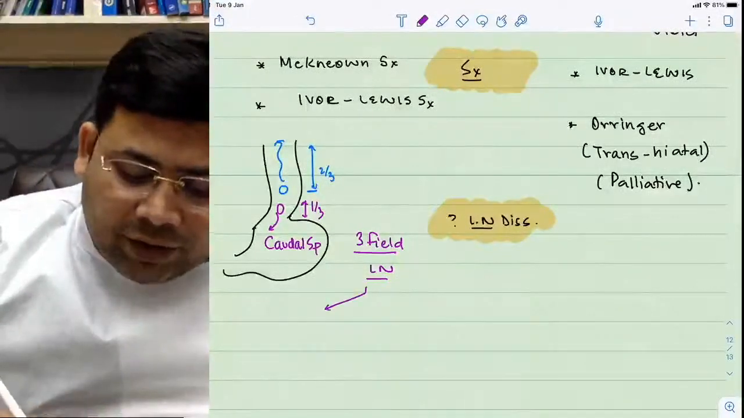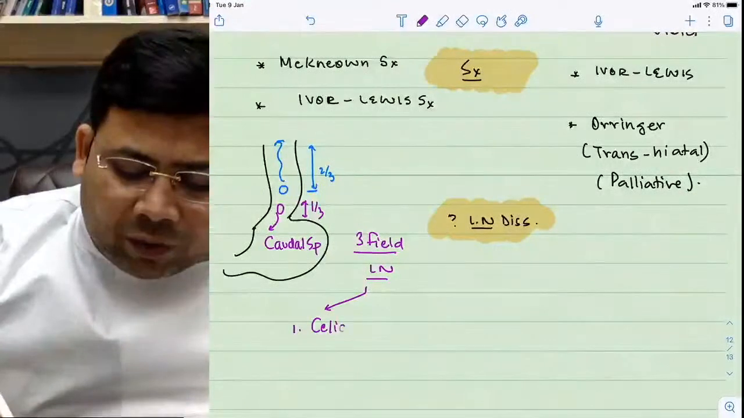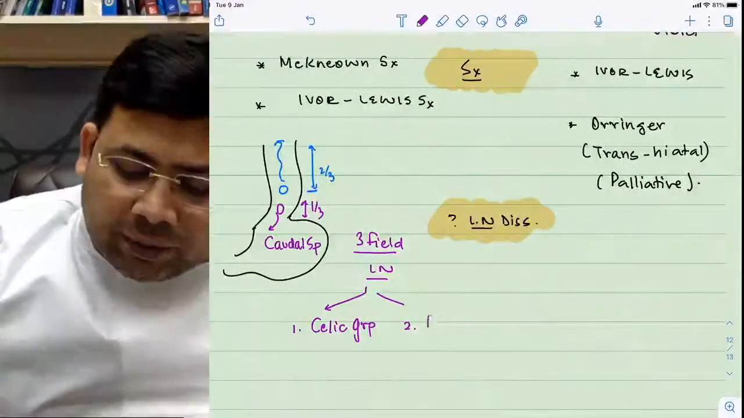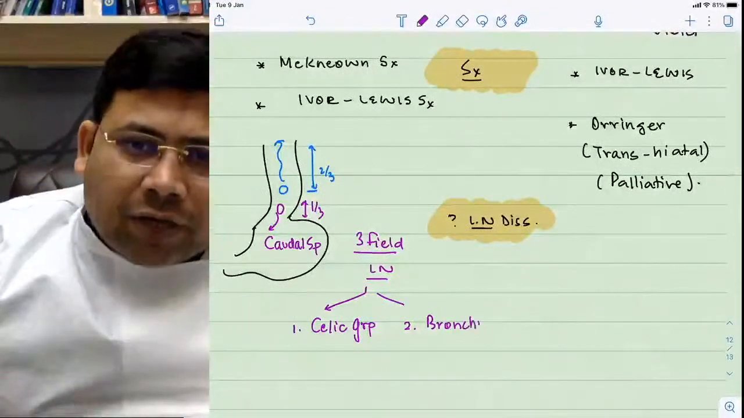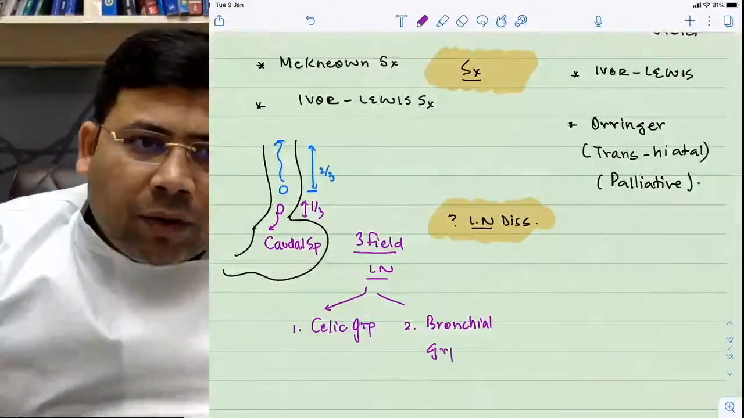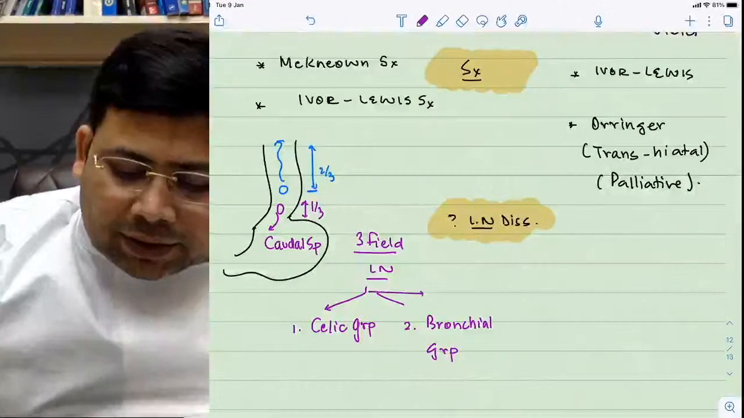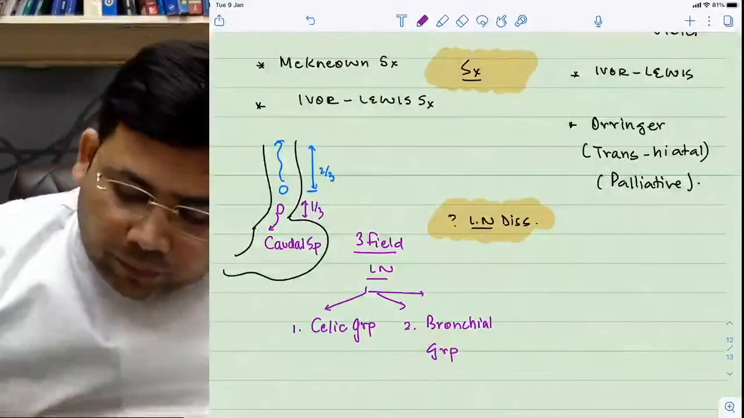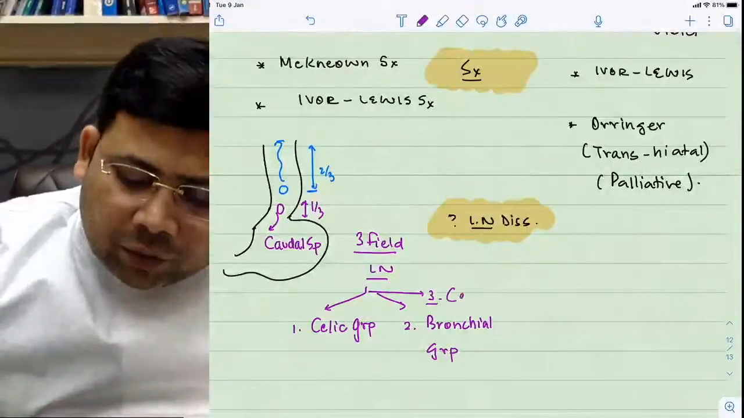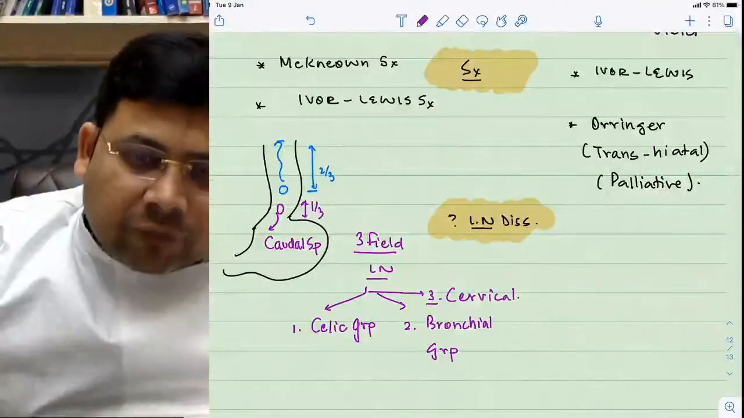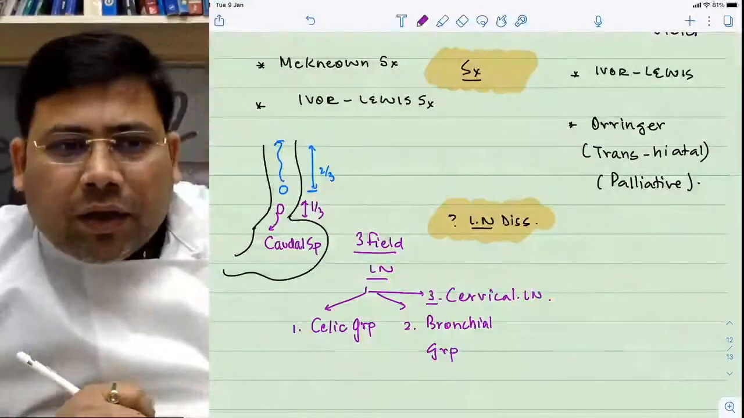And what are these three fields? First is the celiac group of lymph nodes. Second is the bronchial group of lymph nodes. And the third is your cervical group of lymph nodes, cervical lymph nodes. So these are the lymph nodes.